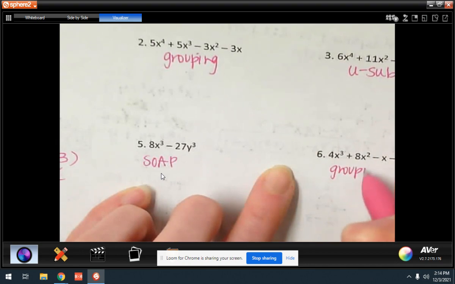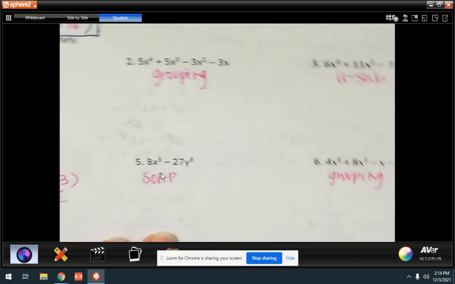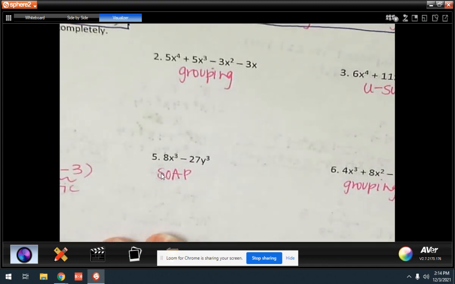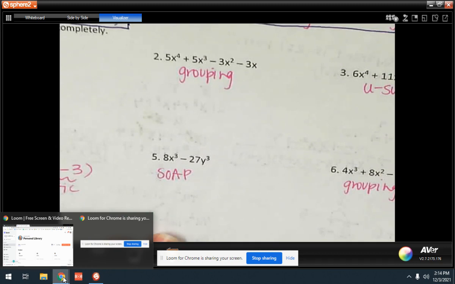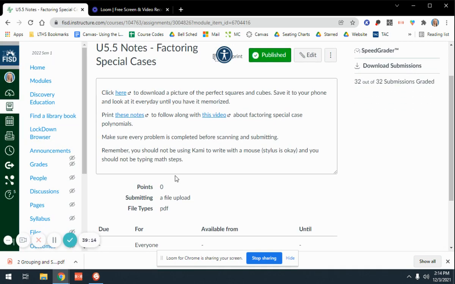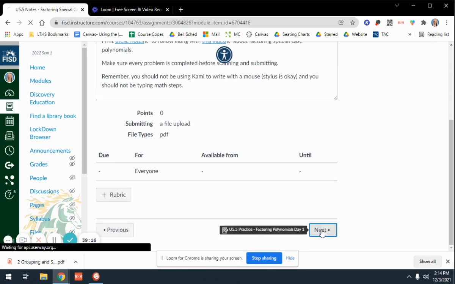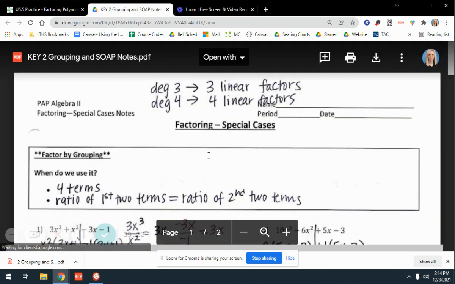4 terms, grouping. All right, so you're going to do these 6 problems, and then you are going to submit a PDF to Canvas. And then once you do that, I think I have the key linked. So you will click next, and you will be able to check your answers right here.